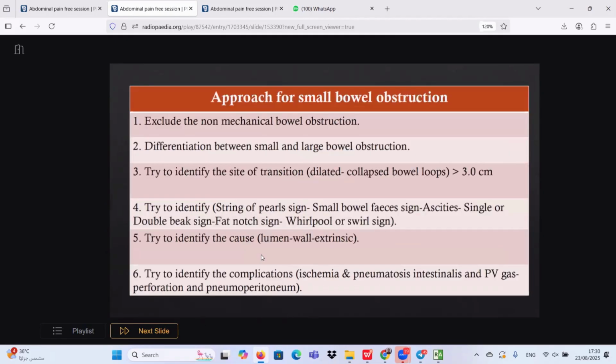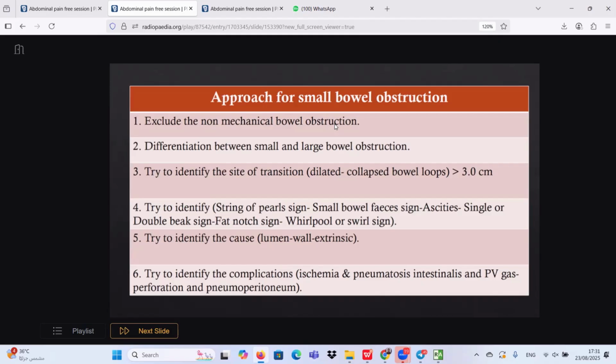My approach to diagnose small bowel obstruction is first to exclude non-mechanical bowel obstruction. If we have dilatation of both small and large bowel, diffusely dilated, and we don't have an organic cause or obstructing lesion, you should check the clinical picture. Did we have any previous surgery? Is there any electrolyte imbalance, something that can explain the non-mechanical or paralytic bowel obstruction?